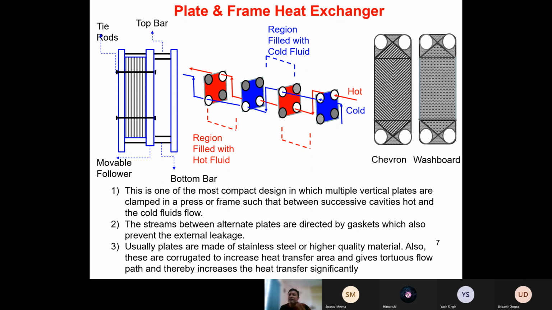Okay, but as you can see, this is a very compact design. Here the fluid has to come from this nozzle, fill this entire cavity, and then go out from another nozzle, and so in alternate plates you can see that the flow changes direction. So here it goes like this, then comes down, then goes straight, again it comes up. So you can see that the fluid, both the cold and the hot fluid, flows through a tortuous path, and because of that a high pressure drop takes place.